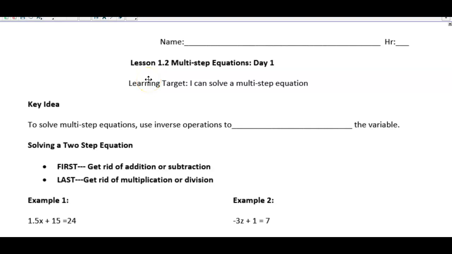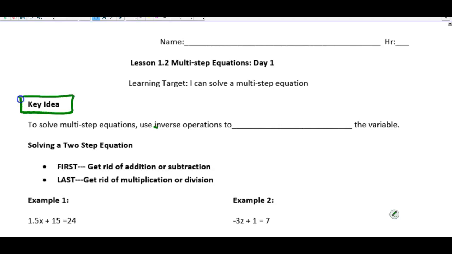Okay, so this is Mrs. Graviti, and this is going to be our next lesson, 1.2 multi-step equations. This is Monday's work, so this is the 1.2 part 1 video, and our learning target is to solve a multi-step equation, just meaning more than 2 steps. So our key idea here is to solve a multi-step equation.